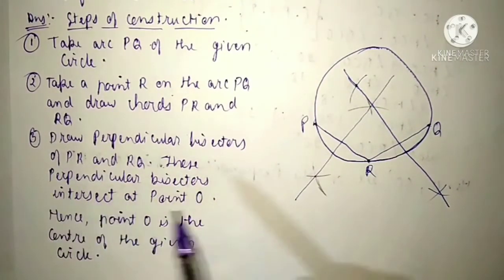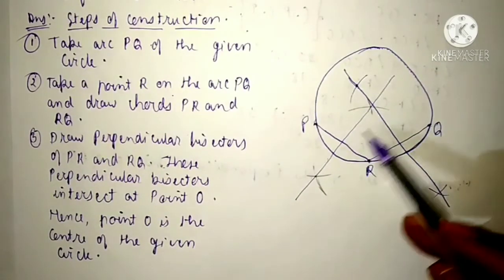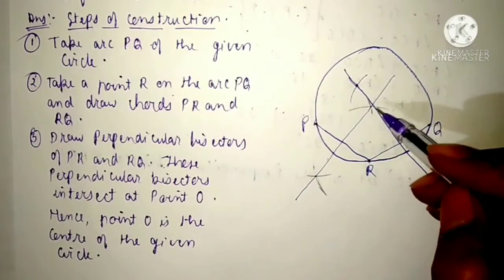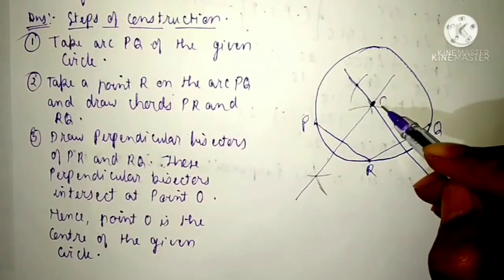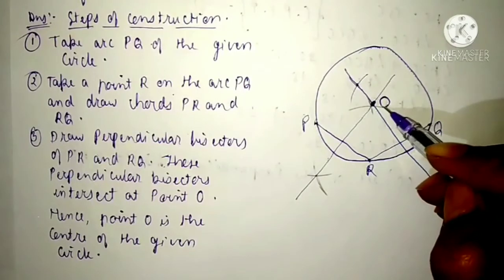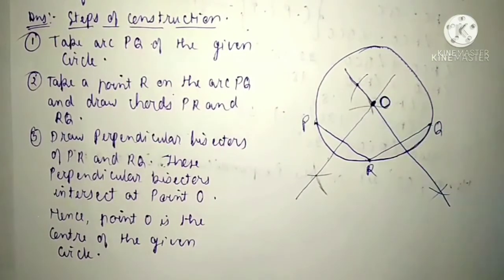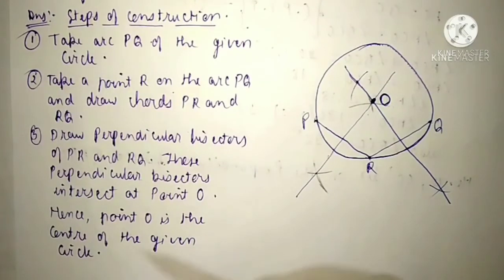Okay, now what is given in our third point? These perpendicular bisectors intersect at point O. Now these two perpendicular bisectors intersect at this point. Now this is our center. Okay, center of circle is this point. So at last you can write, hence point O is the center of the given circle.